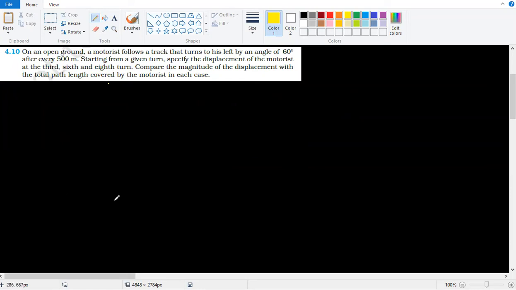On an open ground, a motorist follows a track that turns to his left by an angle of 60 degrees after every 500 meters. So he's going 500 meters and then he's turning 60 degrees like this. So again 500 meters and then he's turning 60 degrees. Instead of going straight like this, he's turning 60 degrees here. That's the meaning of this.